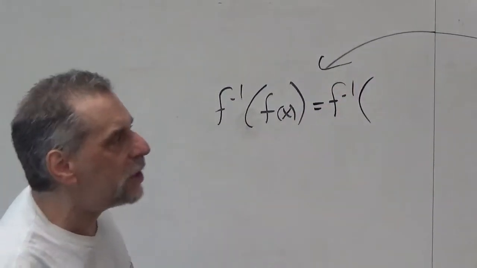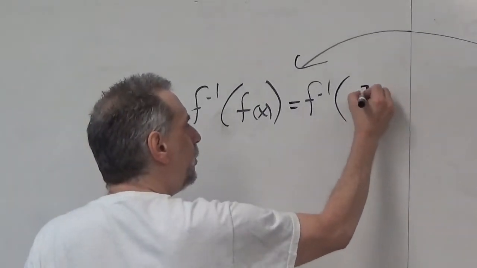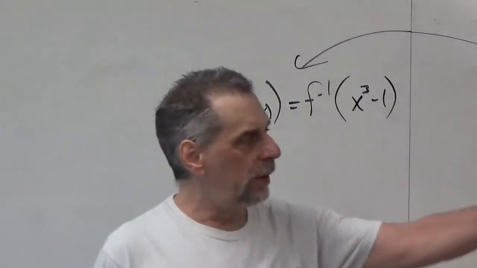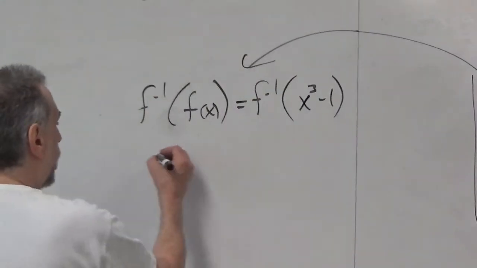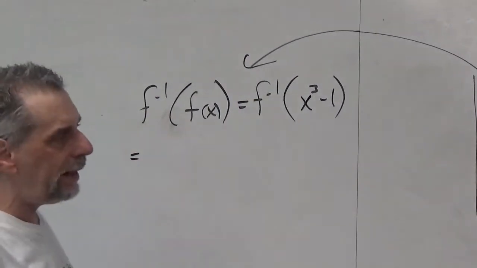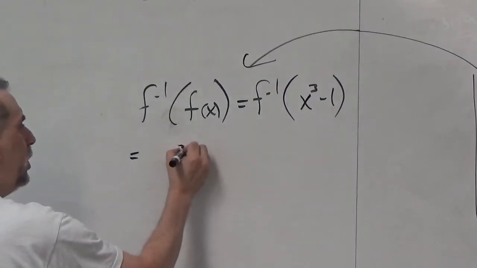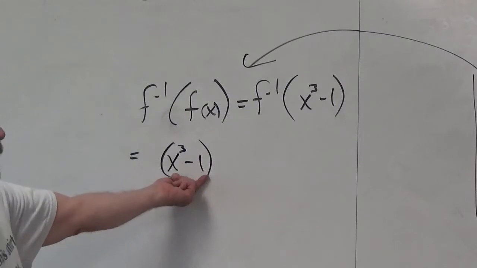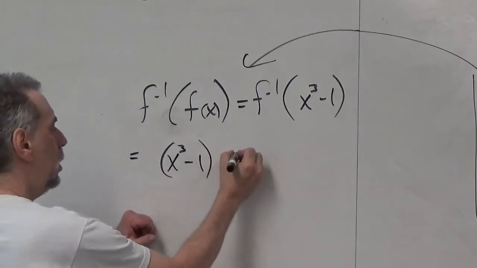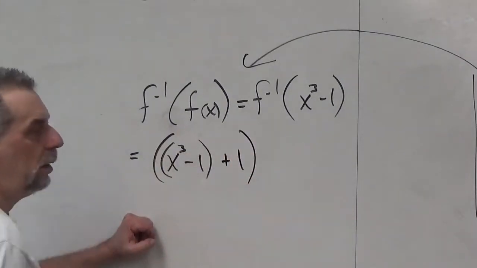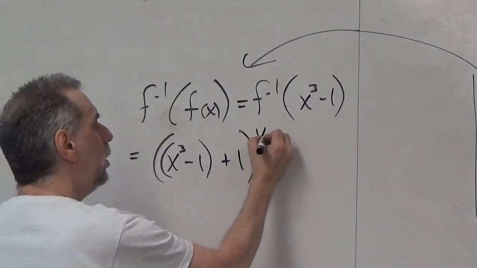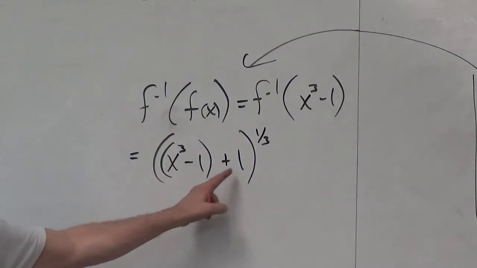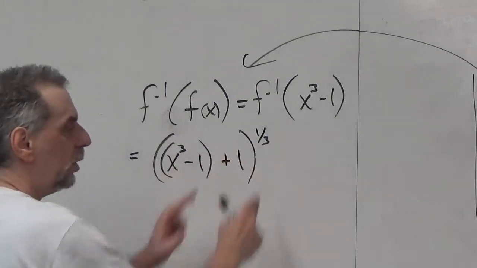So now the f function was x cubed minus 1. So that becomes the input to our new function, which we had over here as x plus 1 to the 1/3. So the input is x cubed minus 1. That's the input, plus 1, all of that raised to the 1/3. Right? X plus 1, all of that raised to the 1/3.